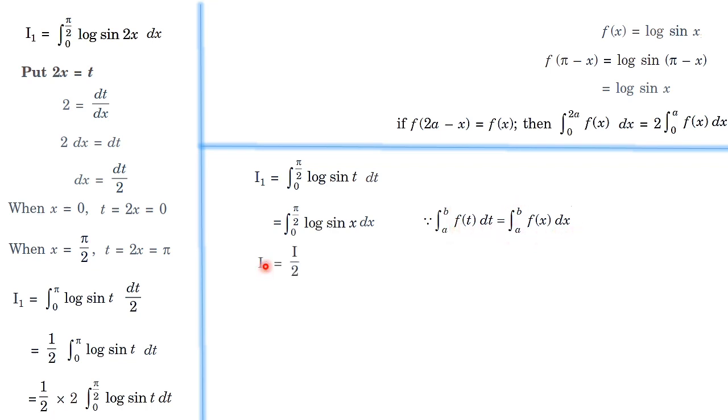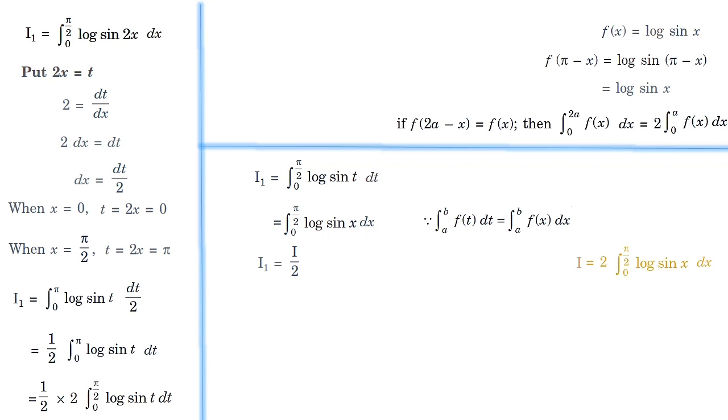Then I1 is equal to, this is actually something we can relate with I. So I is equal to, what we have got is I is equal to 2 into integral 0 to pi by 2 log sin x dx. Here we are having 0 to pi by 2 log sin x only.